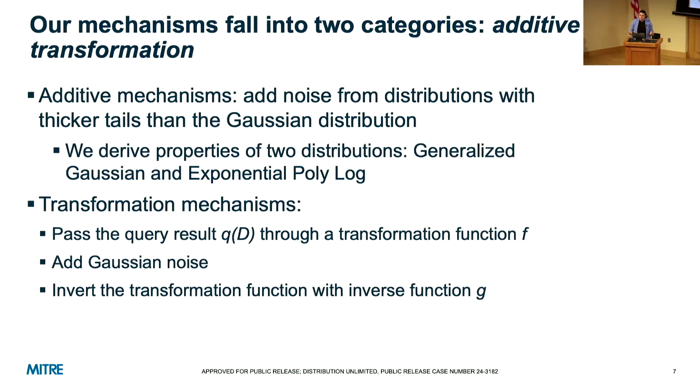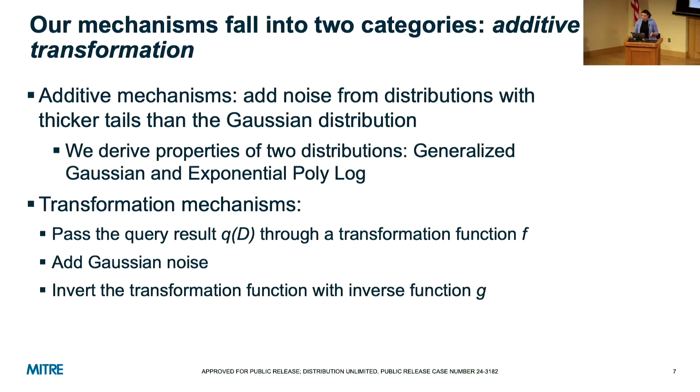Our mechanisms that we propose fall into 2 categories, additive and transformation. For the additive mechanisms, what we're basically doing is adding noise from distributions with thicker tails than the Gaussian or normal distribution. For our purposes, we derive properties of 2 distributions, the generalized Gaussian and the exponential polylog. We should note that in our paper, we're not the first to derive the variance of the generalized Gaussian distribution, though we were the first to do so for the exponential polylog distribution.